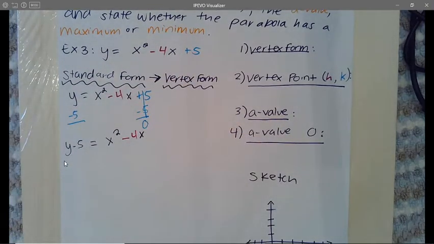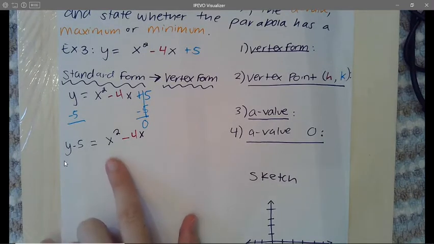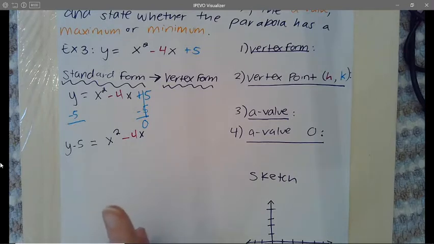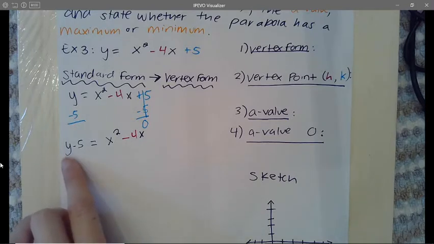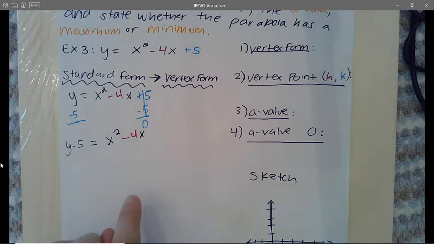Okay, now the next step is very important. We always need to make sure our a value is 1. If it's not 1, we need to deal with that. And since we have y in our equation, you guys, when a is not 1, this is the only time when completing the square is like just a little bit different when we're converting to vertex form. But again, you're essentially doing the same thing.